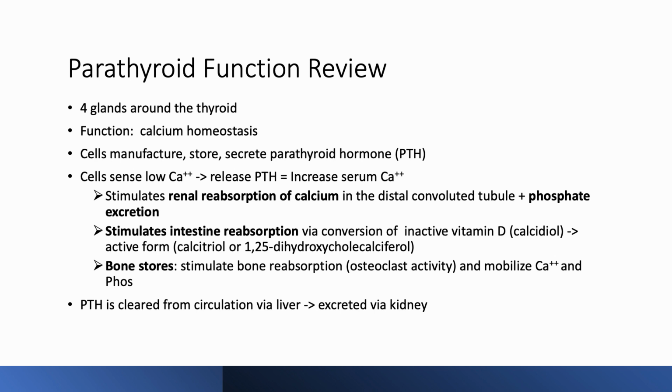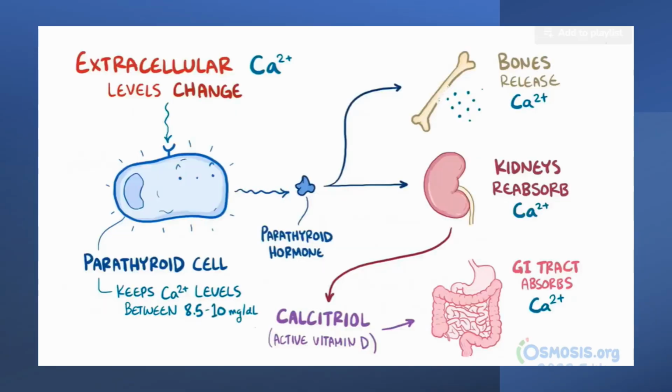And this is done when the cells sense a low serum calcium, and so it releases PTH in order to maintain that calcium level between about 8.5 to 10 milligrams per deciliter, which is pretty amazing. It's a really narrow range there. Picture's worth 1,000 words. This is from osmosis.org. If you need to refresh a little bit deeper into your pathophysiology, they are an awesome resource.